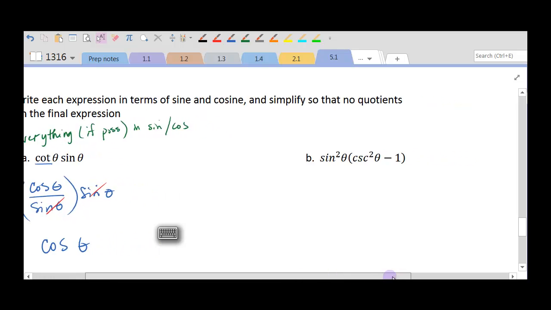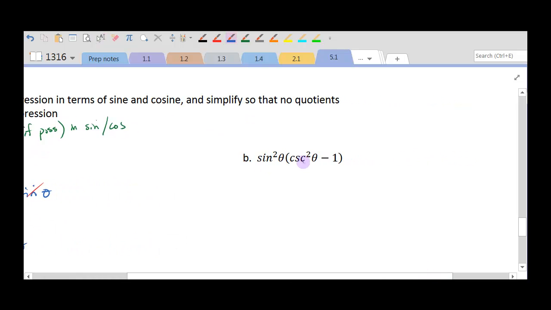Let's look at this next one. Sine squared theta times cosecant squared theta minus 1. Anytime you see a function minus or plus a 1, you probably want to start thinking about the Pythagorean identities. So I can rewrite cosecant squared theta minus 1 as cotangent squared theta, because that's the Pythagorean identity, and I still have sine squared theta here. So all I did was rewrite this portion using the Pythagorean identity as cotangent squared theta.